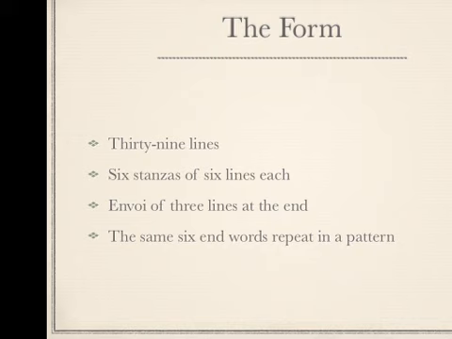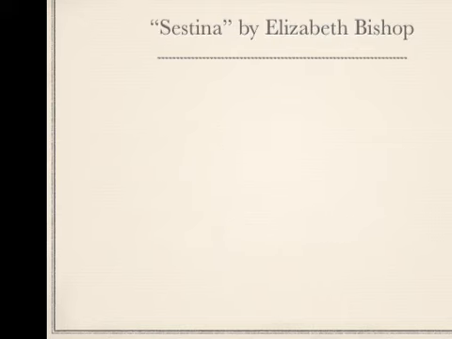So here's the form. It has 39 lines. It's a long poem. The Tritina is about half as long, and that's also an option for you to write. It has 6 stanzas, and each stanza has 6 lines, and then an envoy of 3 lines at the end, for those are the finishing up lines. And the same 6 end words repeat in a pattern. The example that we're going to use is the poem Sestina by Elizabeth Bishop.